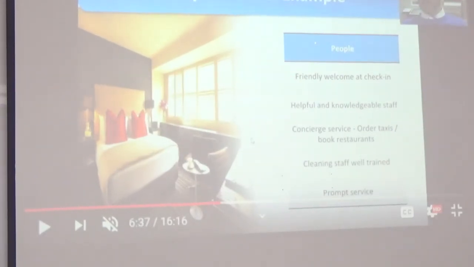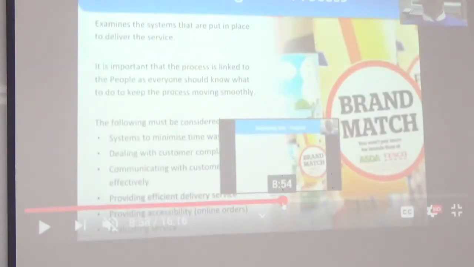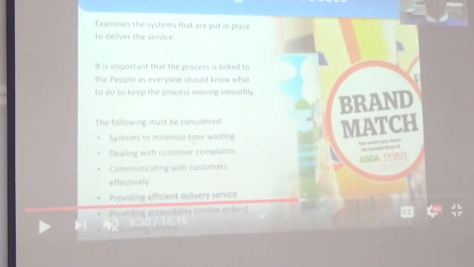Physical marketing. Let's look at an example of process here. This is pretty good. Process. Systems must minimize time wasting. They should be able to deal with complaints. That's also people. But basically, time wasting, accessibility, and just overall feeling, like the customer knows where they should go and what they should do.